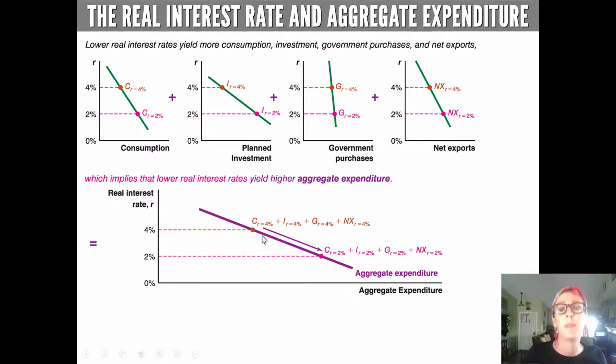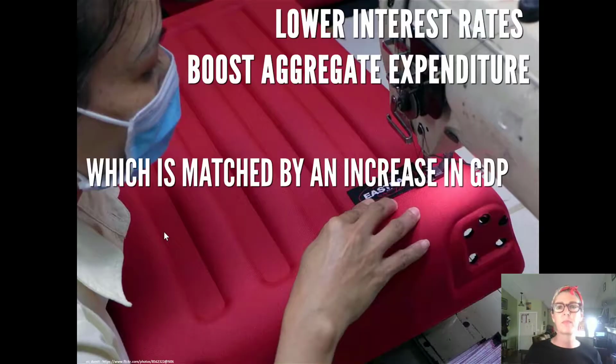Add all those things together and you get an economy that buys more, that spends more when interest rates are lower. Can this be a policy that we use to stabilize the economy and to drive spending higher when it's too low or lower when it's too high? Yes. So lower interest rates do boost aggregate expenditure. And then remember, circular flow, more spending brings with it more production. So increased aggregate expenditure is always met by an increase in GDP production.